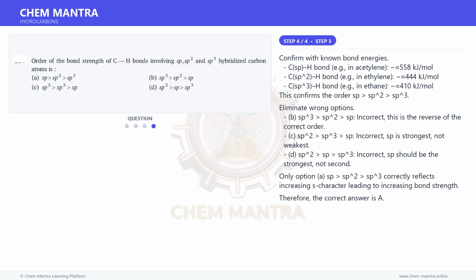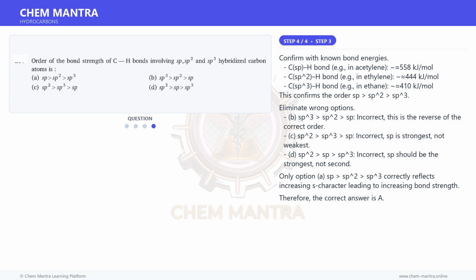Eliminate wrong options. B, sp3 > sp2 > sp, incorrect. This is the reverse of the correct order. C, sp2 > sp3 > sp, incorrect. sp is strongest, not weakest. D, sp > sp3 > sp2, incorrect. sp2 should be the second strongest, not sp3.